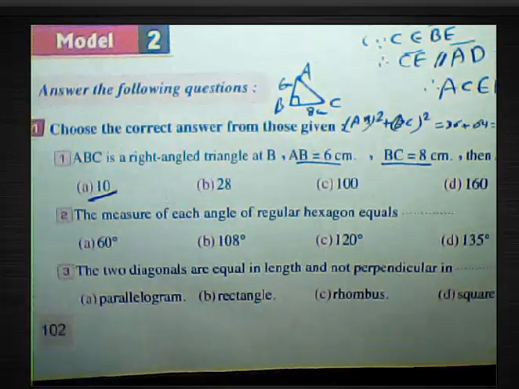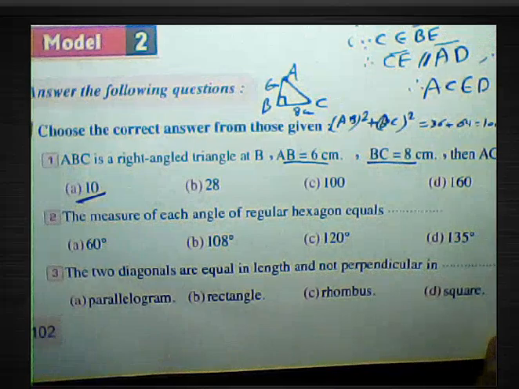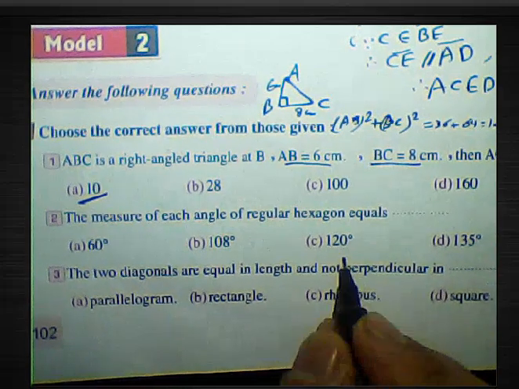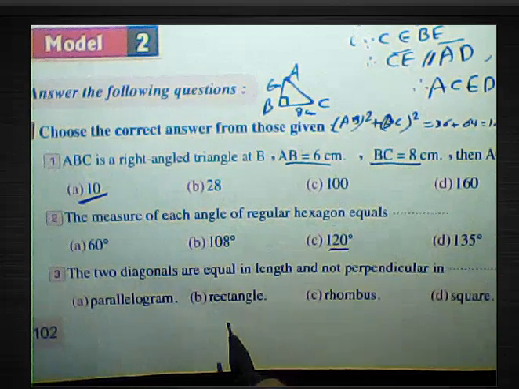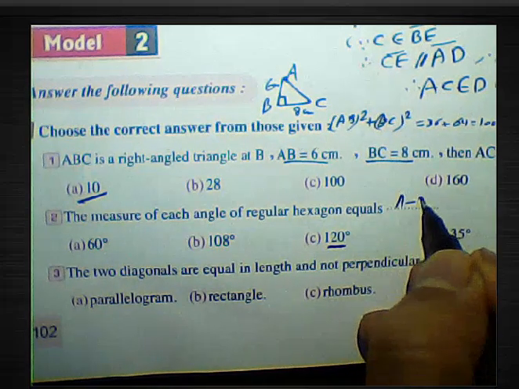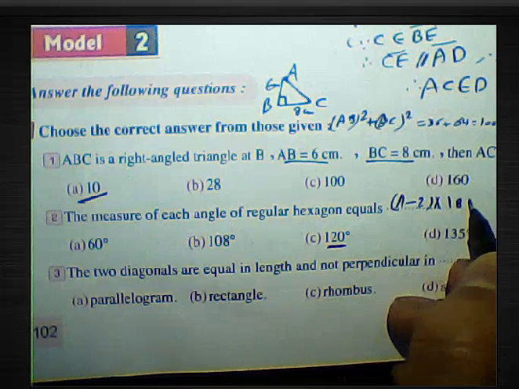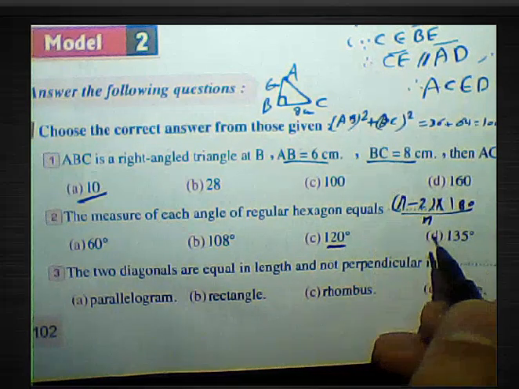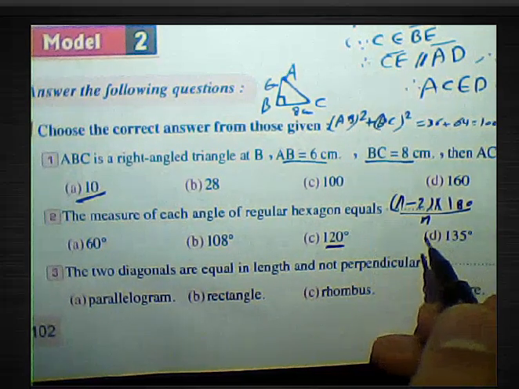The measure of each angle of a regular hexagon equals 120 degrees. Okay, we can find the result by what? By the rule: n minus 2, multiplied by 180, divided by n, the number of sides.